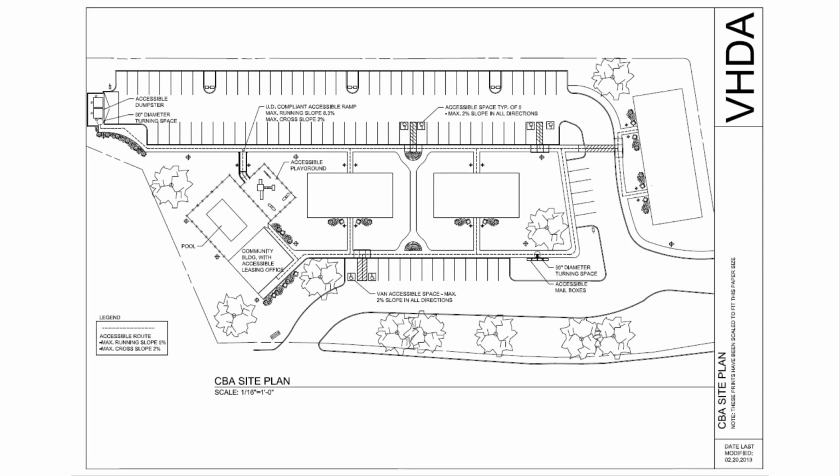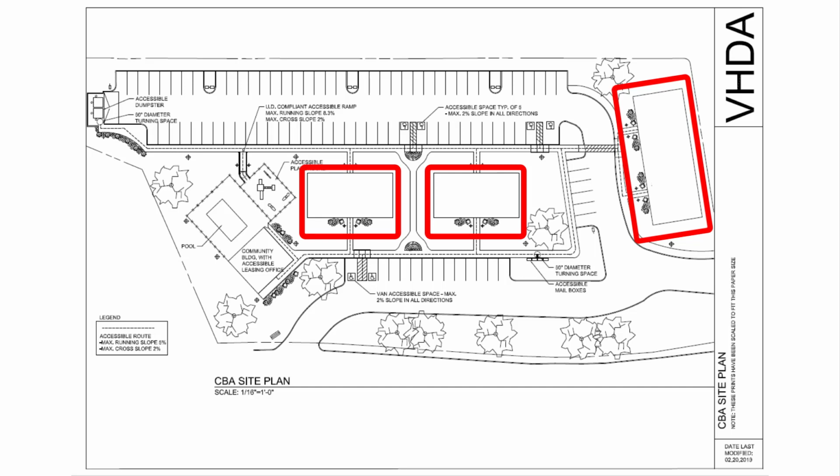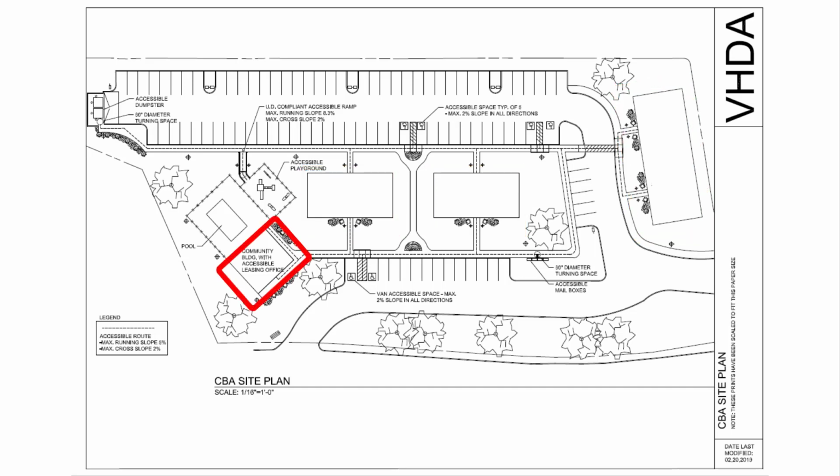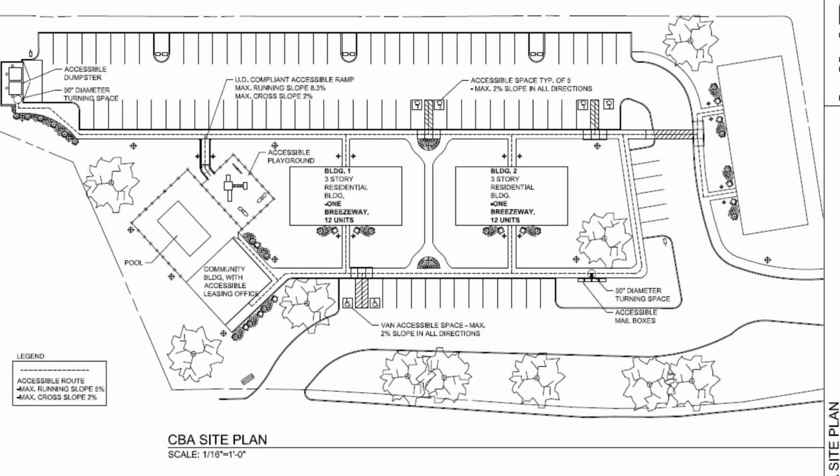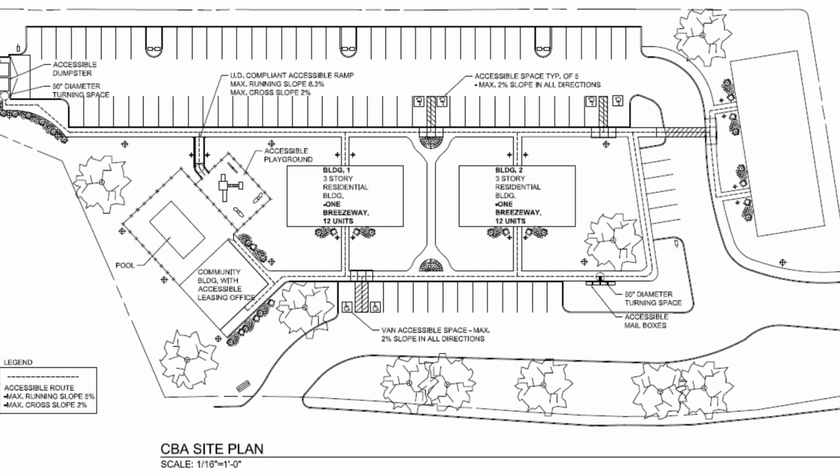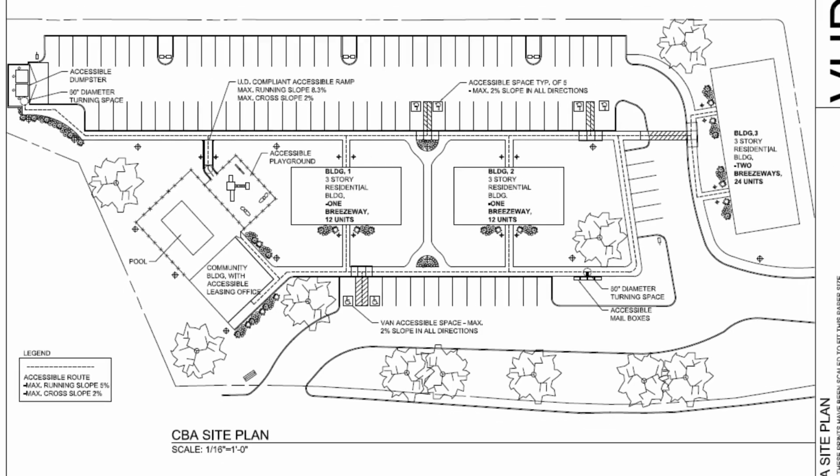This is the site plan for a sample new construction development of 48 garden-style apartment units. It includes 3 residential buildings, a community building, and a pool. Residential buildings 1 and 2 each contain 1 breezeway and 12 units for a total of 24 units. Residential building 3 contains 2 breezeways, each with 12 units for a total of 24 units.